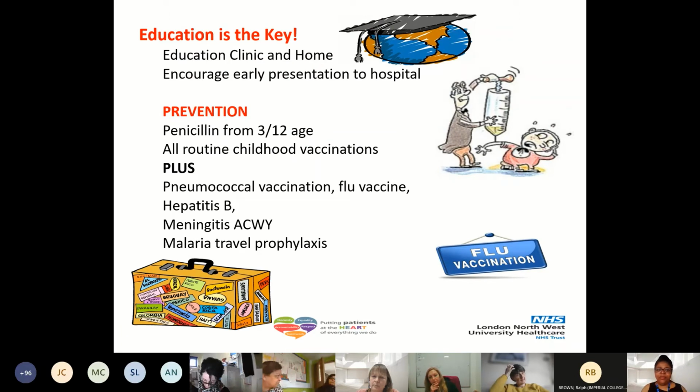Right, so the most important thing really, education. Education is the key. Education in clinic when they come to see the hospital consultant haematologist. It's at that point that the children need to have a little bit of age appropriate education on what condition they have, and what they have to do to help themselves not be poorly and ill.